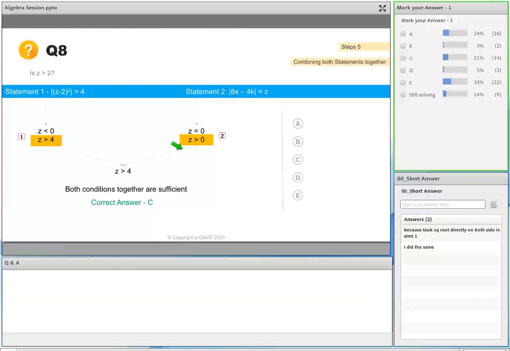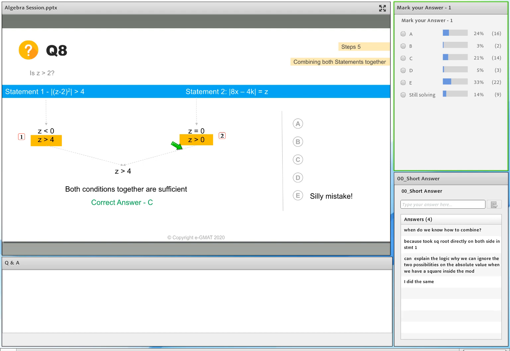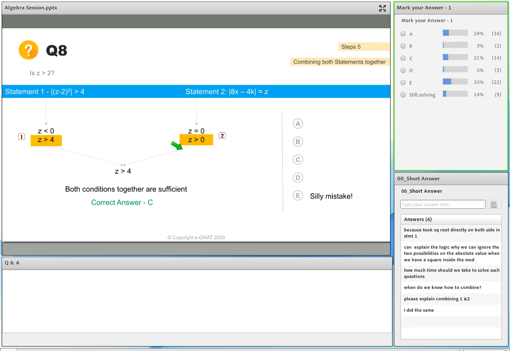A lot of you came till this stage of combining the statements, but 33% ended up marking E. You did not think this was sufficient because you did not combine your statements properly. This was again a very, very important question that could show you how being careful at every step is super important. When do we know how to combine? When you're combining the statements for C and E, that's when you know you have to combine statements. You have to get data from both of the statements and see where they can both be true.